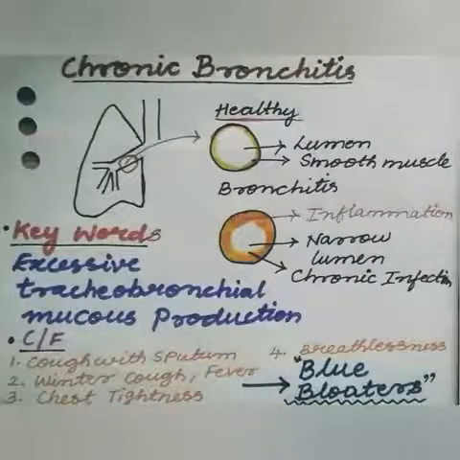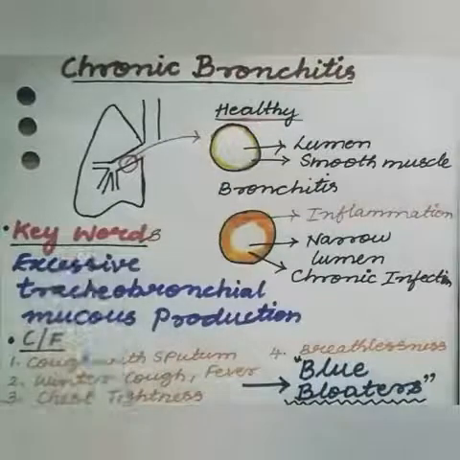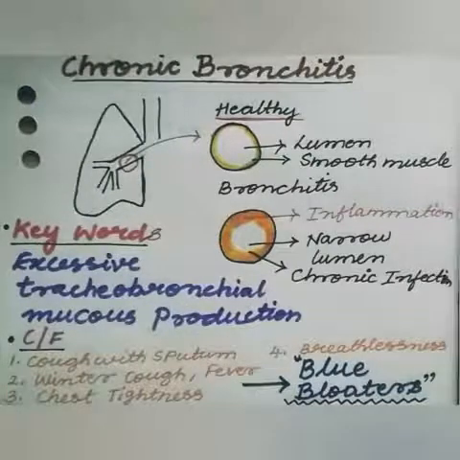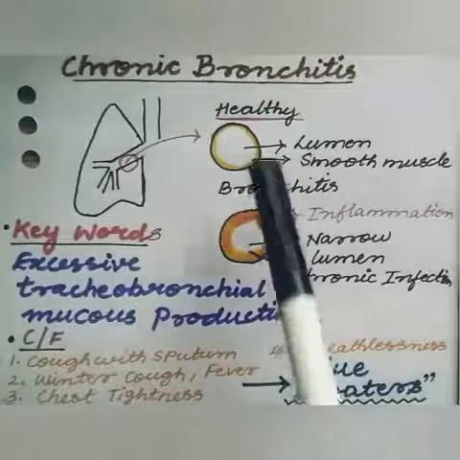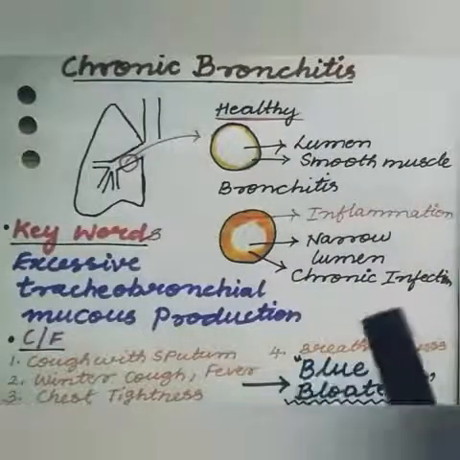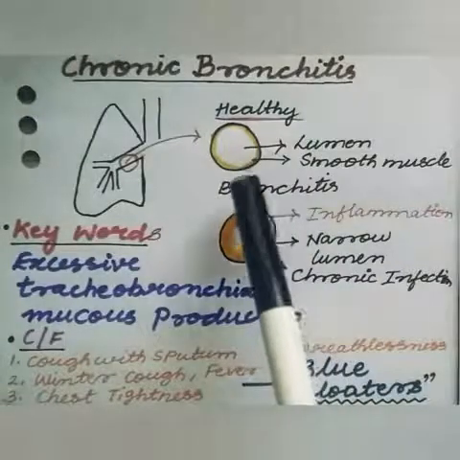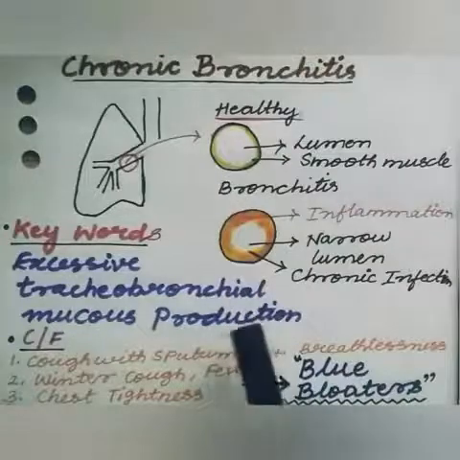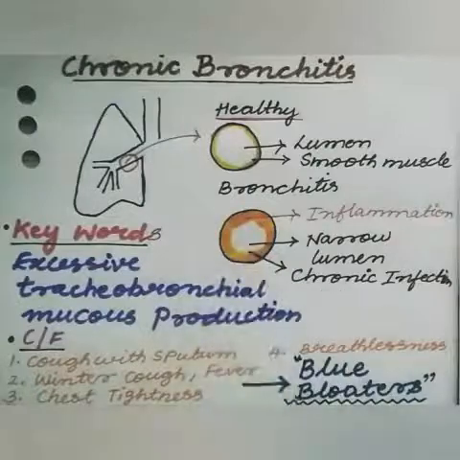Talking about obstructive lung disease, first one is chronic bronchitis. The keywords in chronic bronchitis are excessive tracheobronchial mucus production. Wherever there is inflammation, there will be mucus production. And now let us see the difference between a healthy and a bronchitis lumen. Okay, so the lumen of a healthy bronchus is clear, and the smooth muscles, you can see the difference. Here the lumen is narrow, there is inflammation and chronic infection.